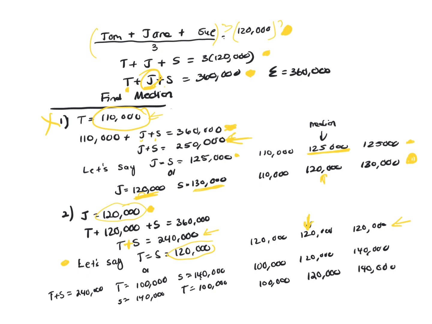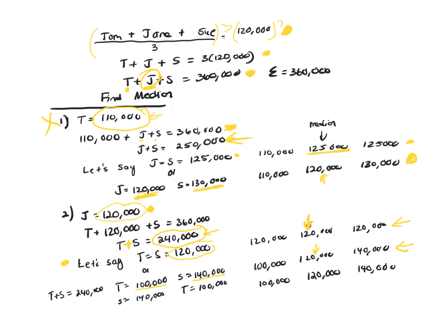Now, let's do something different. Let's say Tom is 100,000 and Sue is 140,000. That sum is 240, which is what I have to have. Now line them up in increasing order. That's 100,000 and the 120,000, which is Jane, then 140,000. Here the median is also 120. That was where S, Sue, was larger.